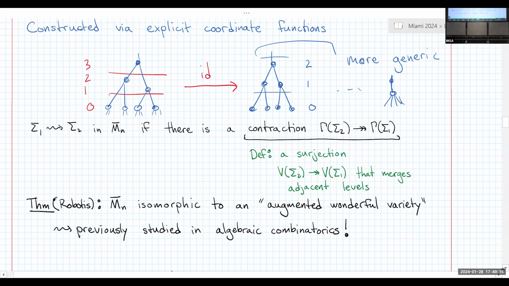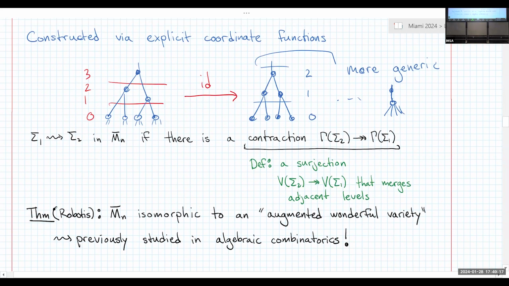And I should say that the codimension of the strata is equal to the number of levels, I guess the number of levels minus one. So this is the codimension zero stratum that has just a single level. This one has codimension three, this one has codimension two, and this one has codimension three. So that's the way in which these boundary points, these strata, connect to each other.